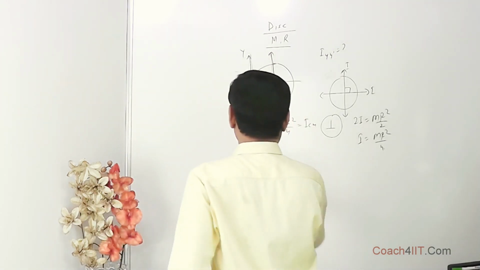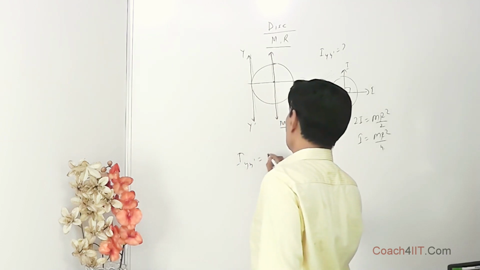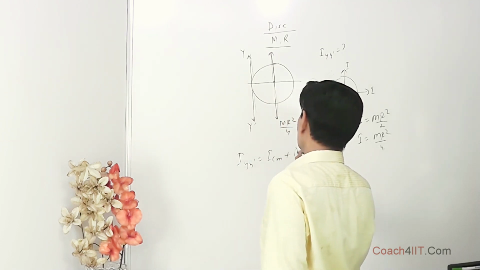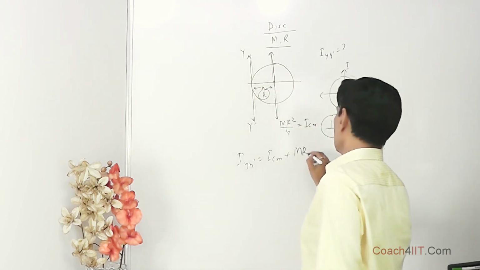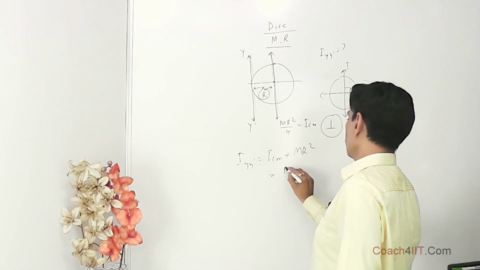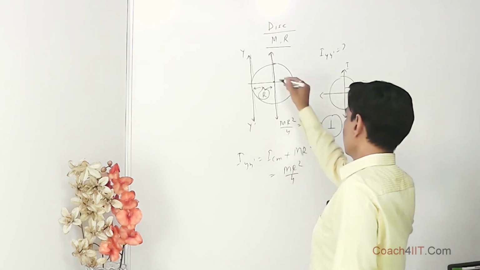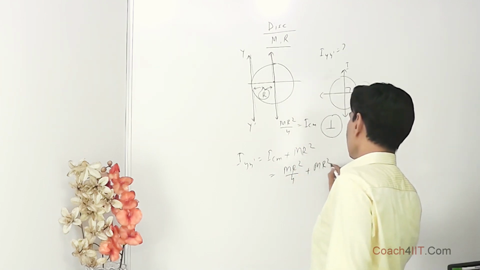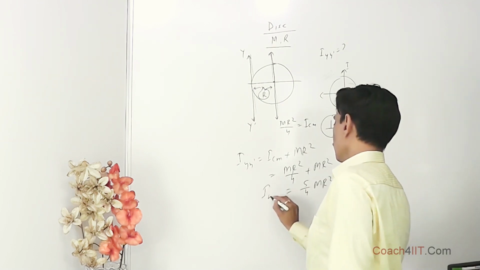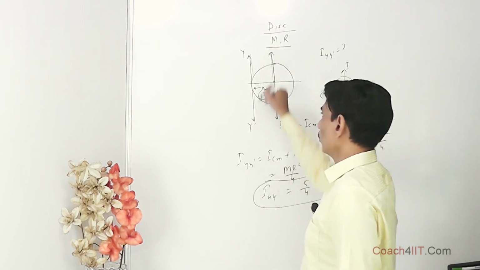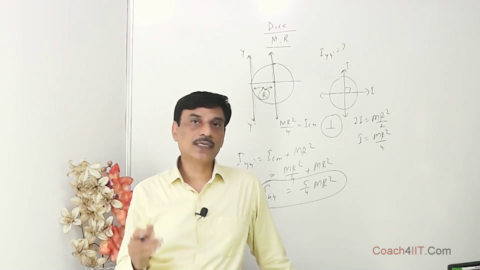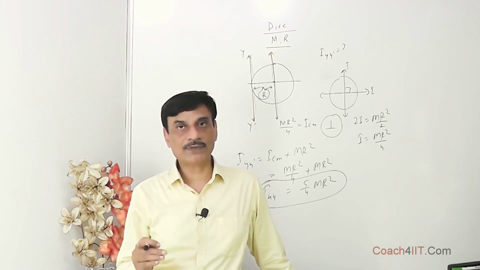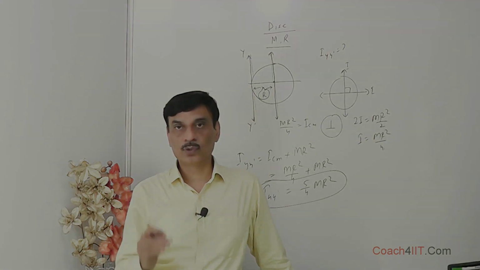So we can say Iyy dash is equal to ICM plus m into this distance. What is this distance? It is equal to r, so that is m r square. So that comes out to be m r square by 4, that is ICM, plus m r square, which is 5 by 4 m r square. That is the moment of inertia of this disk about this axis. So this is a question where we make use of the parallel axis theorem as well as the perpendicular axis theorem to reach the result.